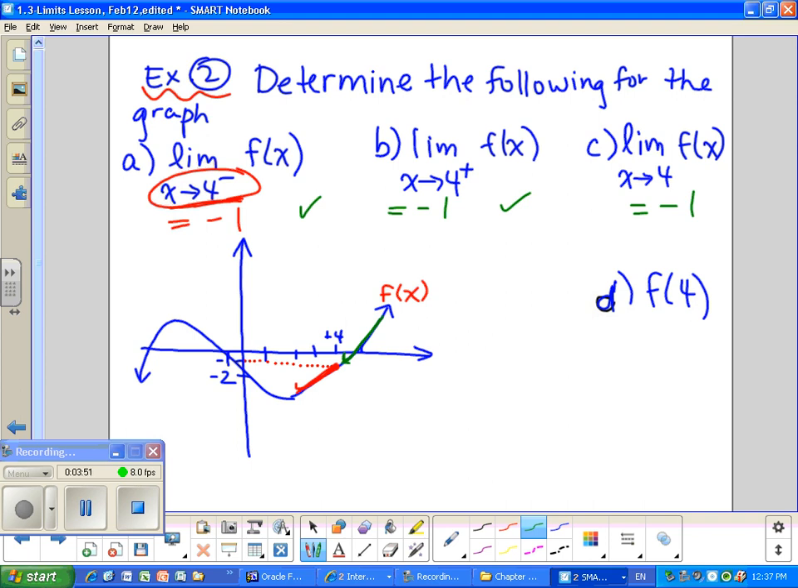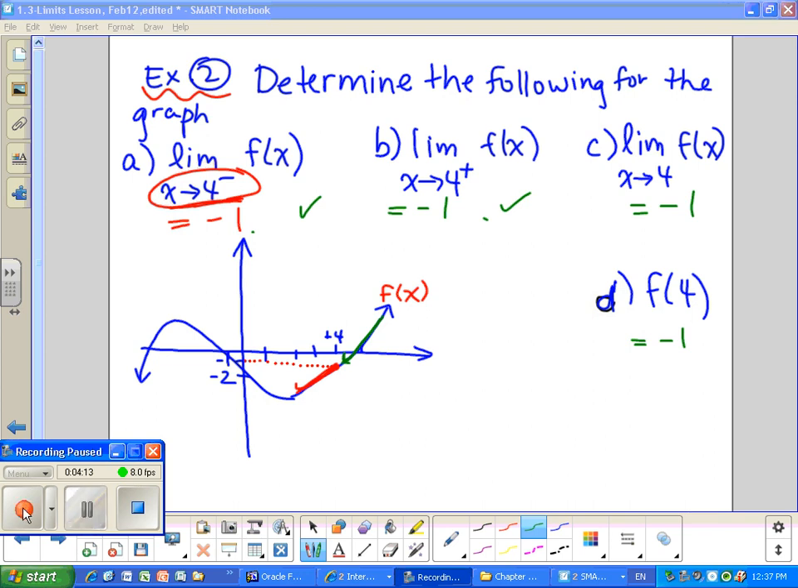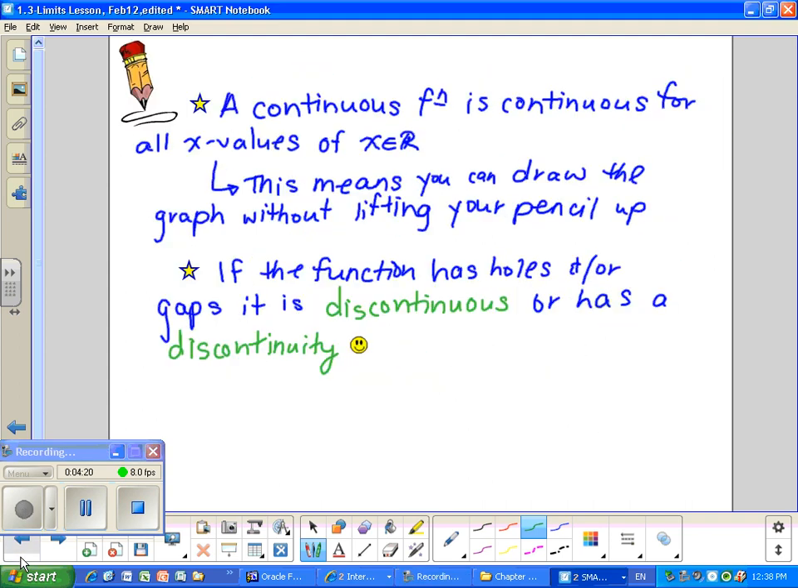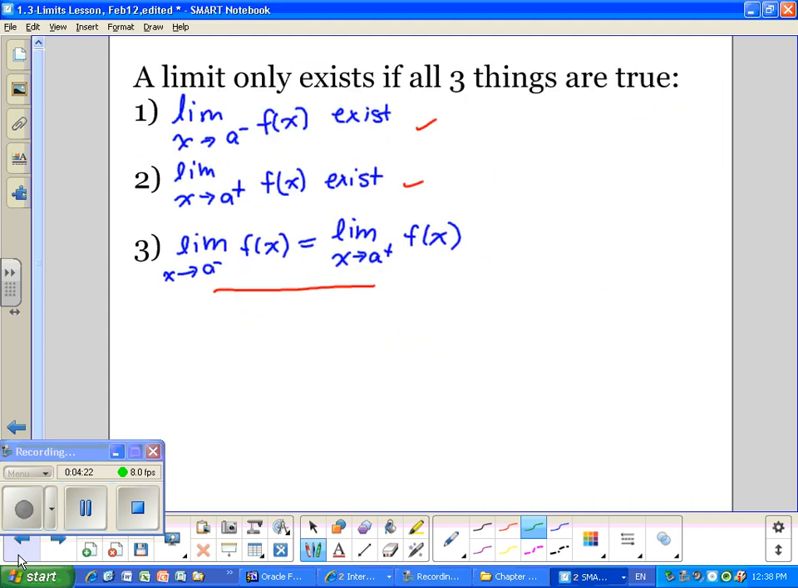That is only true if both part A and B are the same number. So for example, if this was 1 and this was -2, whatever, they're different numbers, this cannot exist. So what would f of 4 be? It would be -1. Okay, yep. So we determine these values, and just as a side note, let's try and look back at our criteria for existing. Did our value from the left exist?